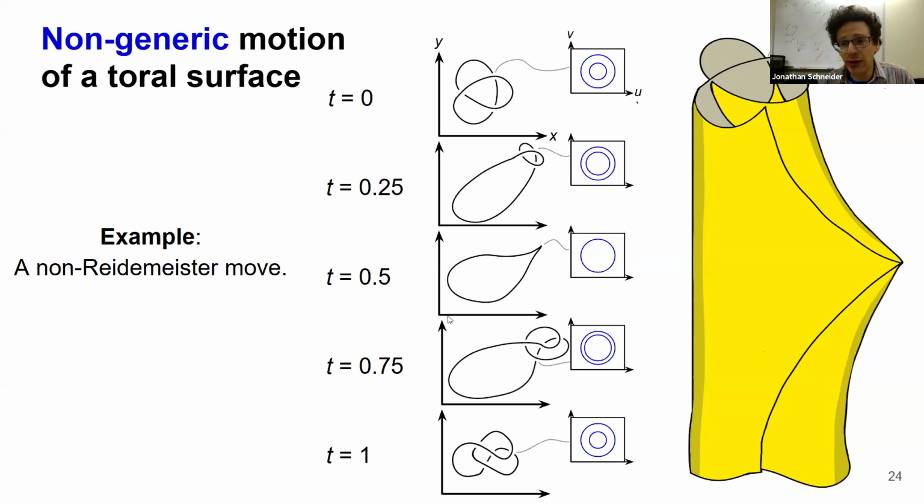This does not look generic to me. And yet I still somehow believe that the state I started with and the state I ended with are equivalent in the roto-welded diagrammatic theory. I do believe that this can be done using the roto-welded Reidemeister moves. I just don't actually see it in this slide because I'm doing it in such a non-generic way. So this is an example of motion without Reidemeister moves.